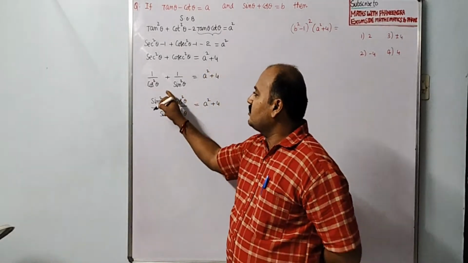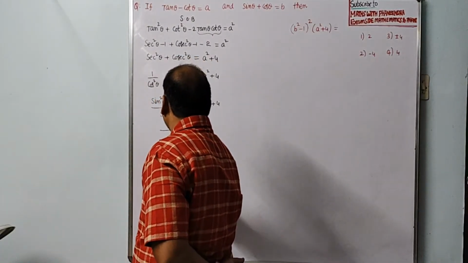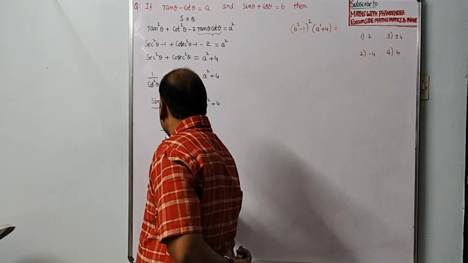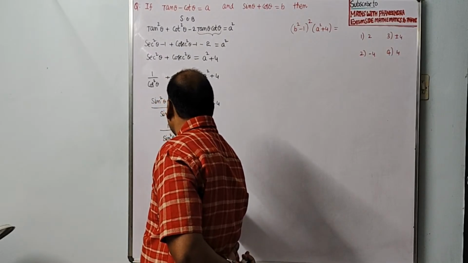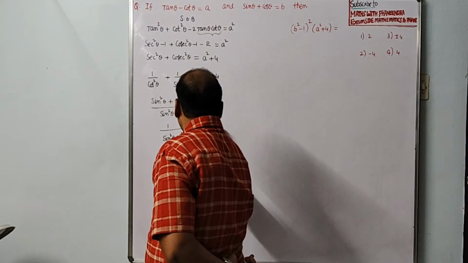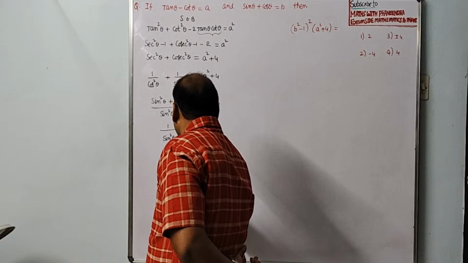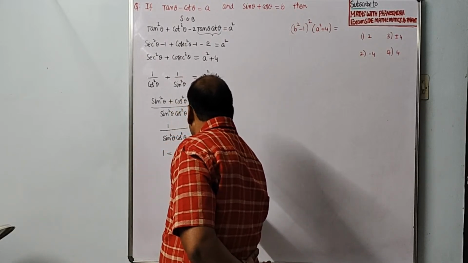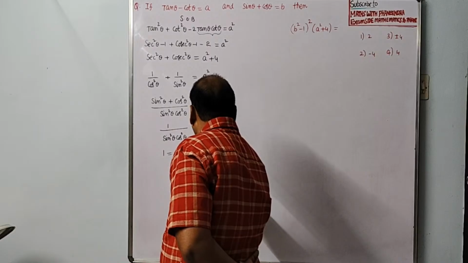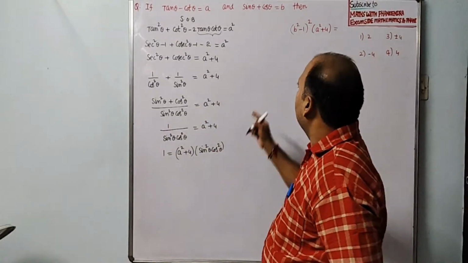What is the value of sin square theta plus cos square theta? It is 1. So 1 by sin square theta into cos square theta is equal to A square plus 4. So 1 is equal to A square plus 4 into sin square theta into cos square theta. So what we have to do with this step? Come to here.